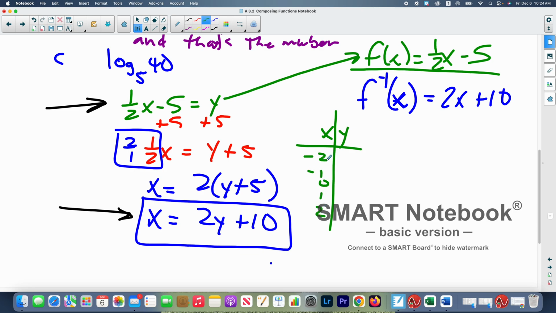Let's do this. So here's what I want you to do. Take these x's right here, -2, -1, 0, 1, and 2, and plug them into this equation right there. And give me the y values. So take -2, plug it in. Take -1, plug it in.